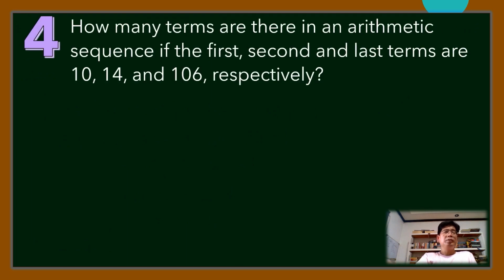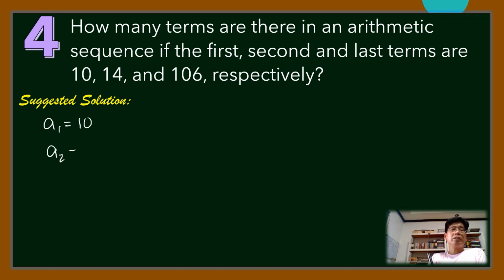Number 4. How many terms are there in an arithmetic sequence if the first, second, and last terms are 10, 14, and 106 respectively? For our suggested solution, let us first get the given information. We have the first term equals 10. The second term equals 14. And the last term, let's name it a sub n, equals 106.